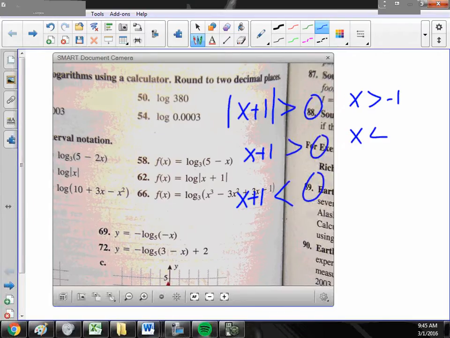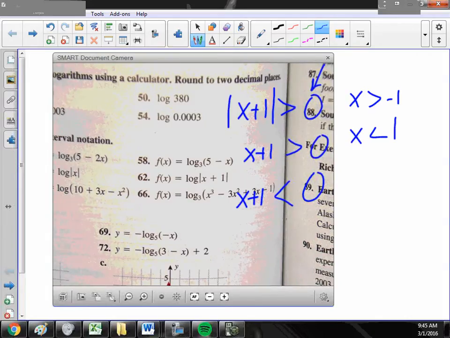X is less, uh-oh. Greater than, that one ended up being an AND, because it's a 0. If it would have been like 6, then it would have gone in the other direction, but because 0 works.